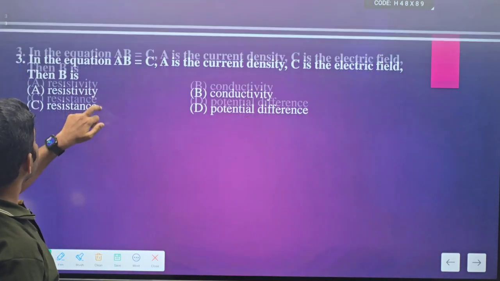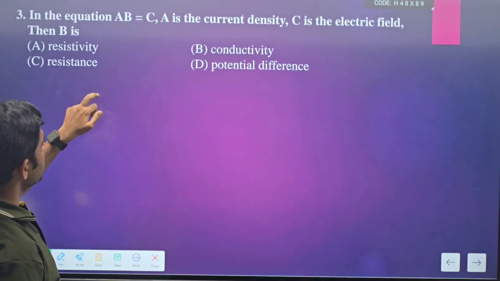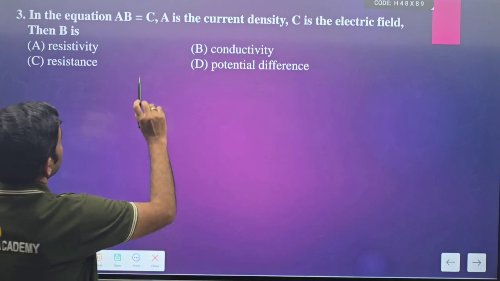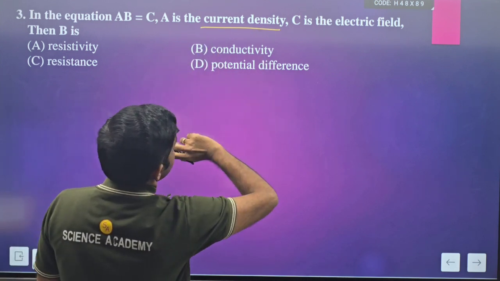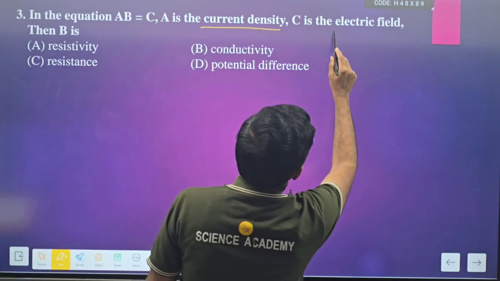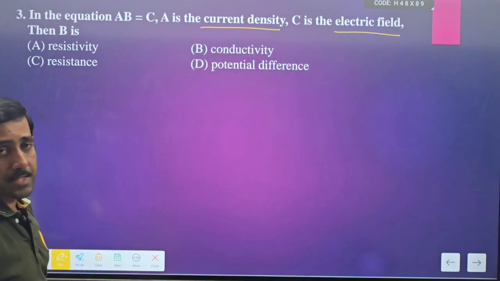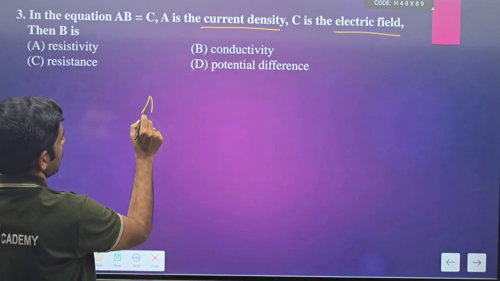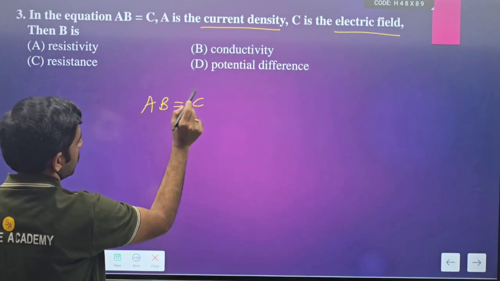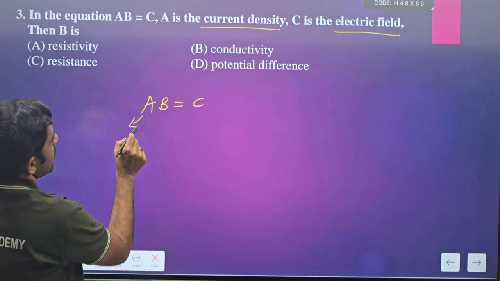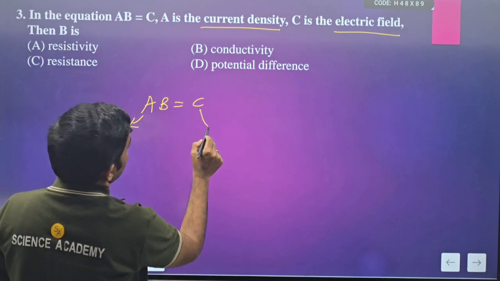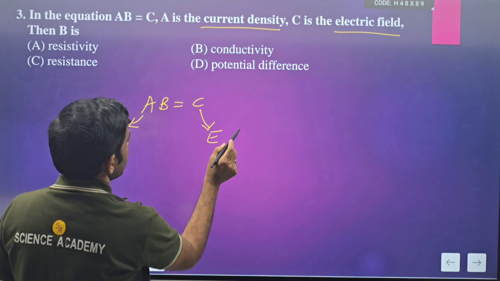Third question. In the equation AB is equal to C, A is the current density, C is the electric field, then what is B? It's a very simple question. AB is equal to C. What is A here? J. What is C here? Electric field.